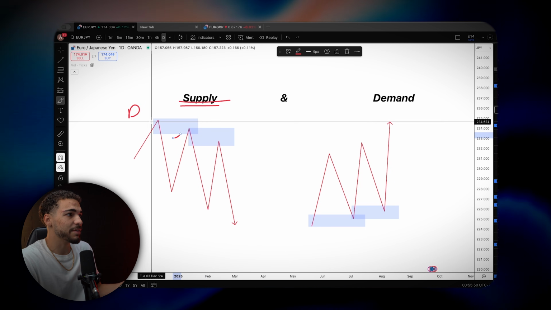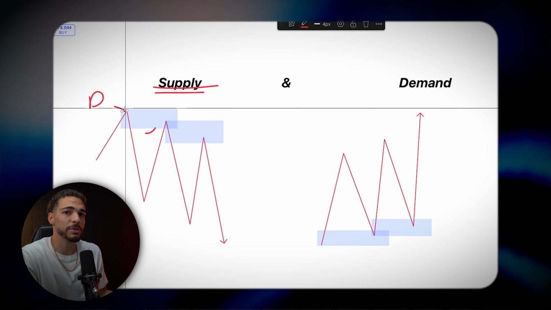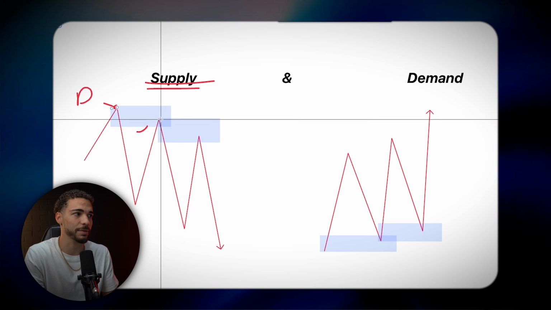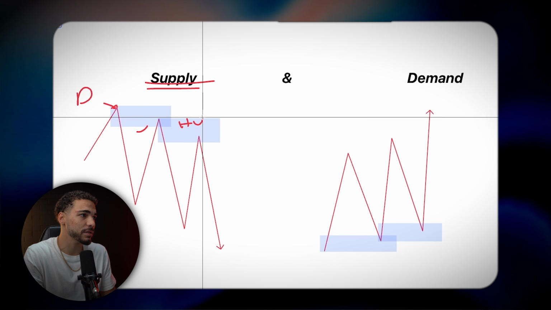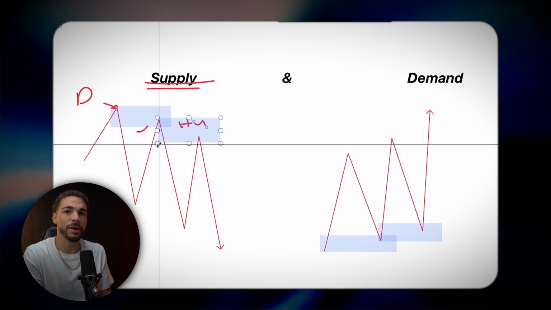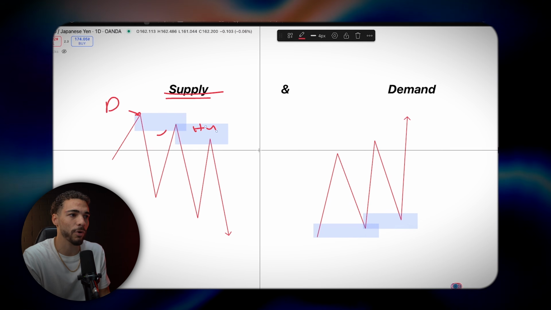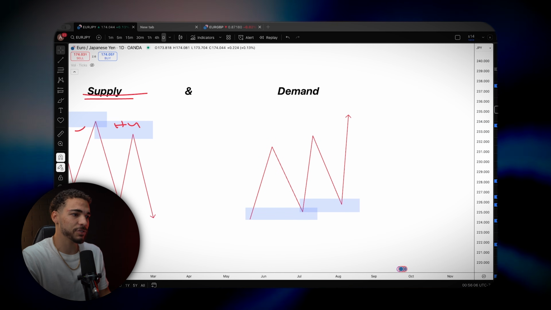So if this is the daily time frame, then this rectangle over here represents the highest candle on the daily time frame. If it were the hour 4 on this one, then this rectangle over here simply represents the highest candlestick on the hour 4 time frame. And it's the same thing on demand, just for buy orders.